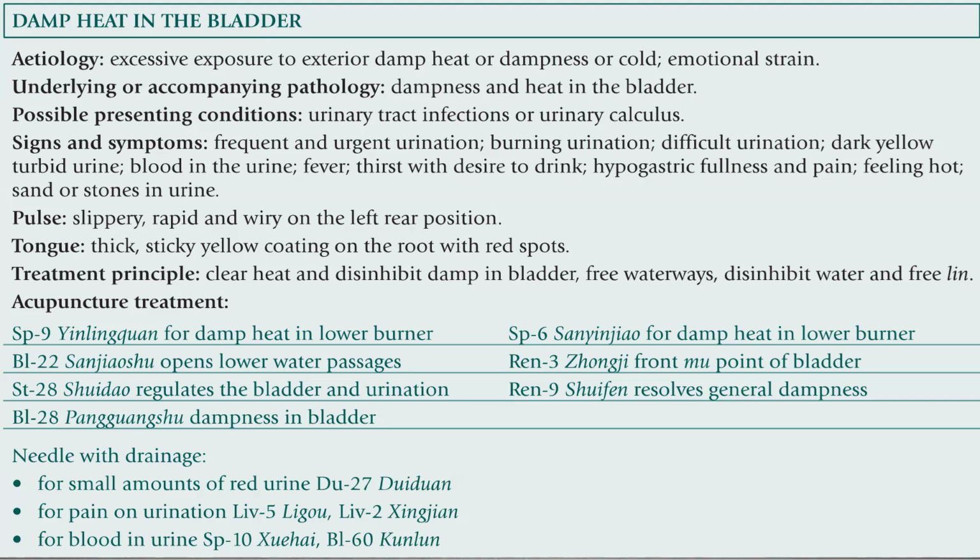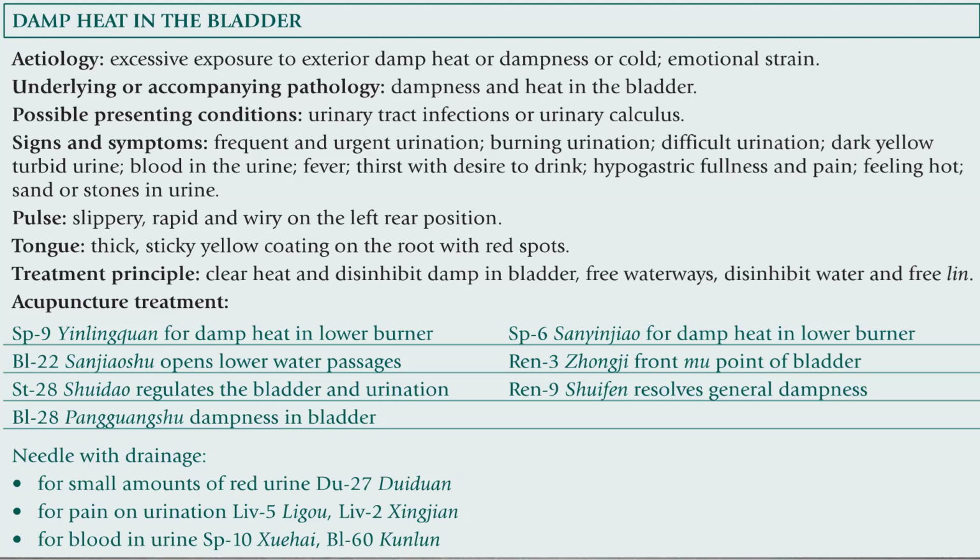Pulse: there is slippery, rapid, and wiry on the left rear position. The tongue is thick, with sticky yellow coating on the root with red spots. Treatment principle: clear heat and disinhibit damp in the bladder. Free waterways, disinhibit water, and free lymph.